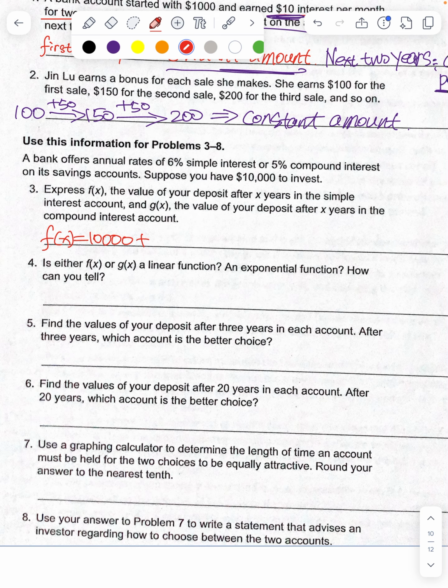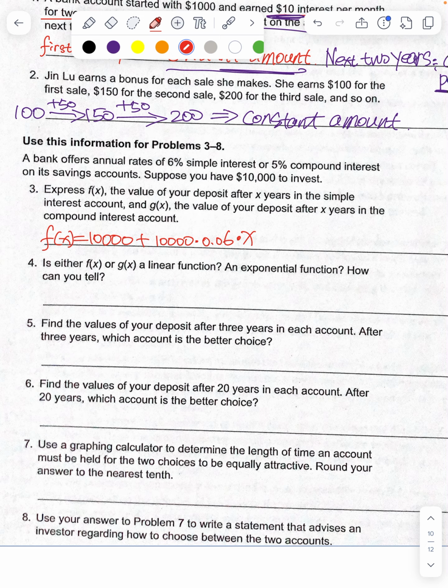The interest is 6%. 6% is 0.06, right? So 10,000 times 0.06. This is the interest of 1 year. And then how many years? We're going to multiply by x.